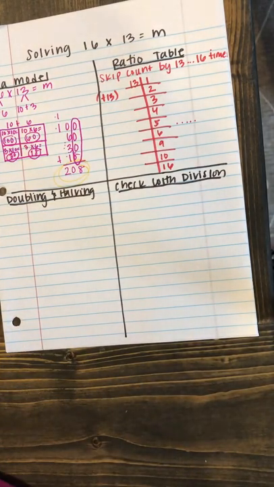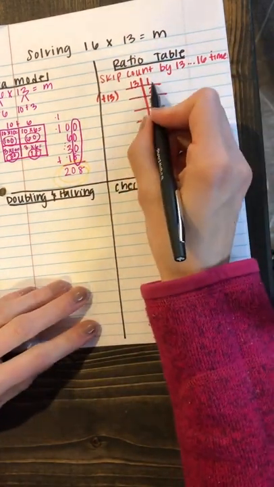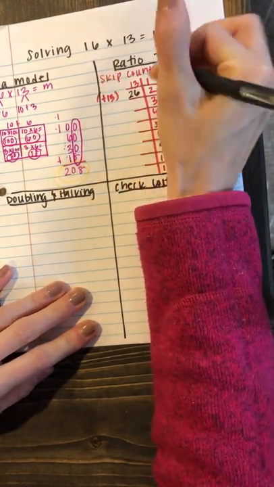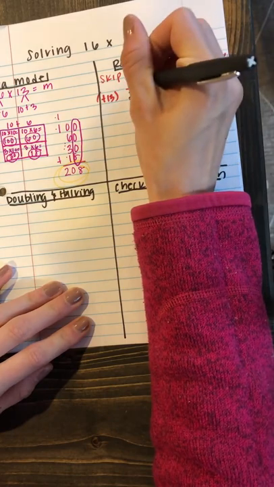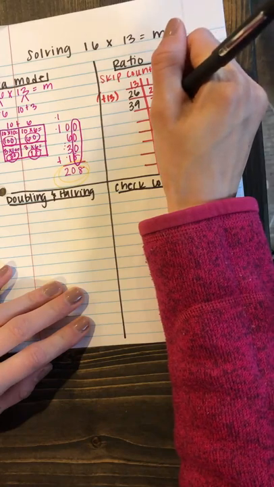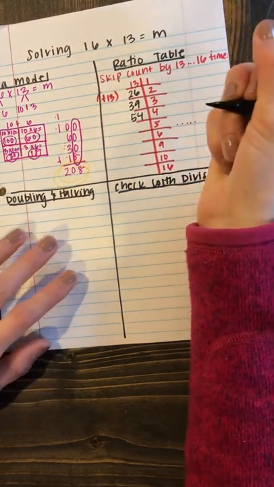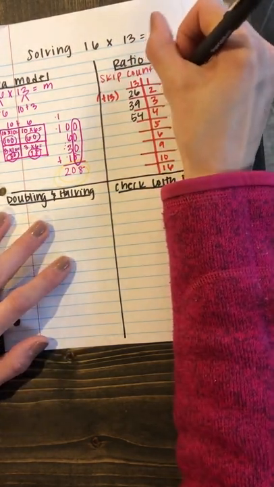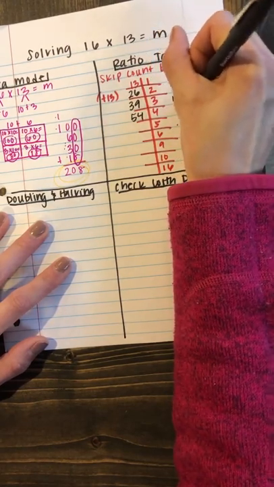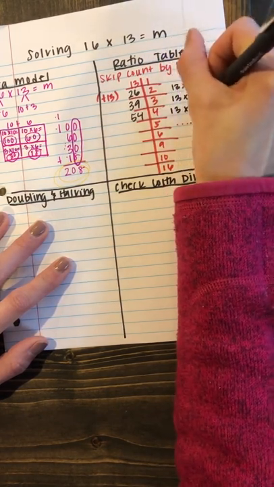I'm going to use a different color just to make sure you guys can really see because it's kind of small here. So for example, 13 times 1 is 13. 13 times 2, or 13 plus 13, is 26. 13 times 3, or 13 plus 13 plus 13, is 39. 13 times 4, or 13 plus 13 plus 13 plus 13, is 54. Does that make sense? So you really just could go 13 times 2 is 26. 13 times 3 is 39. 13 times 4 is 54.